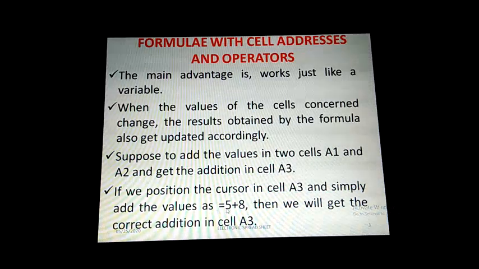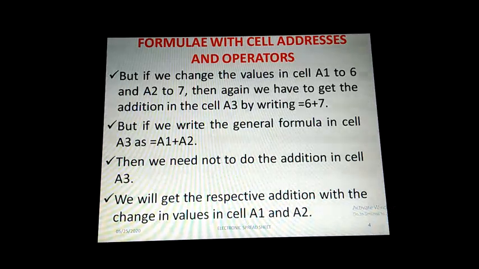If you simply use the formula equal to 5 plus 8, then we will get the correct addition in cell A3. But if we change the value in cell A1 to 6 instead of 5, and change A2 to 7 instead of 8, then again we have to get the addition in cell A3 by writing equal to 6 plus 7. So we need to change the values again if we are using the values directly for calculations.